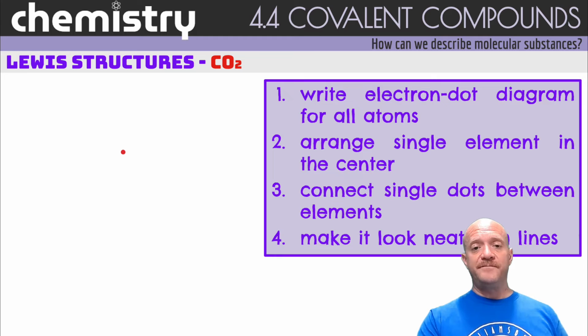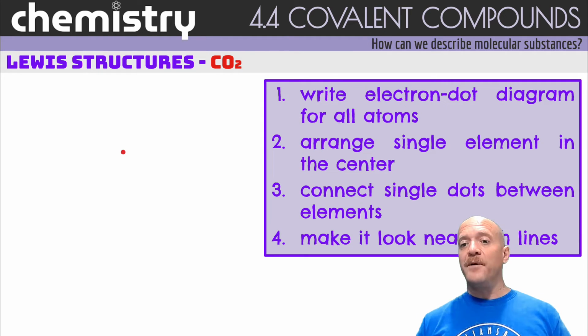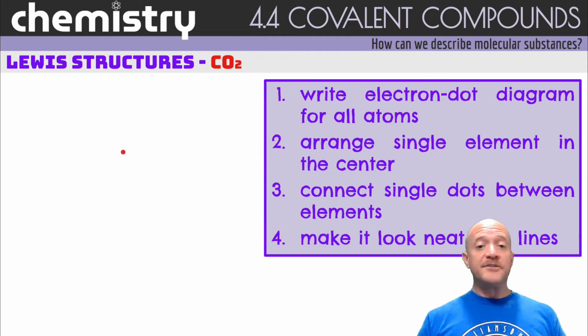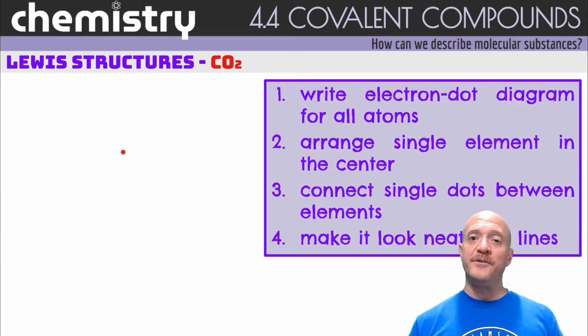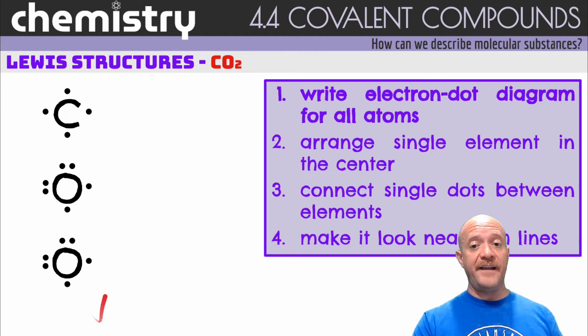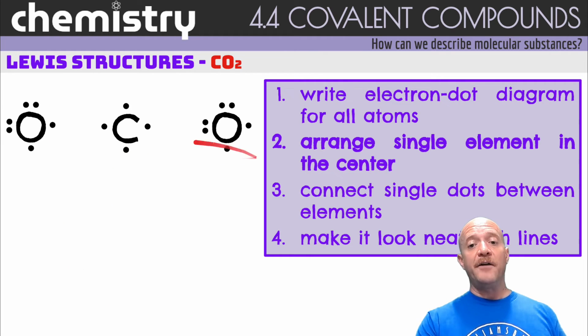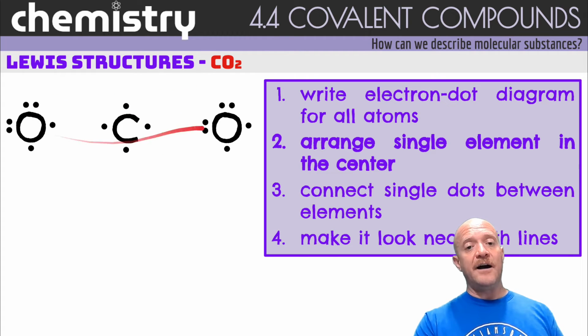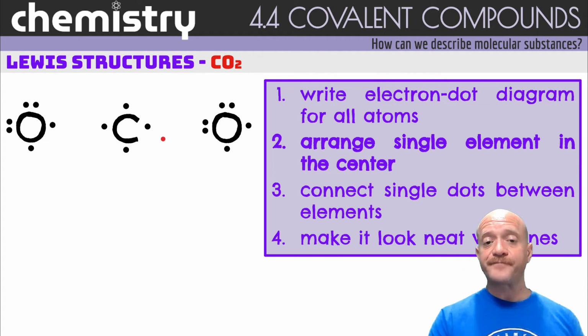Here's another example. Carbon dioxide. So this one's a little bit more tricky. There's a limited number of molecular substances that you will have to draw Lewis structures for. So I'm only showing you 2 examples, and we'll be doing some in class. So again, the electron dot diagrams for each one is based on the valence electrons. Now we're going to arrange the single element in the center. Carbon is the one by itself. The oxygens are going to be around it.